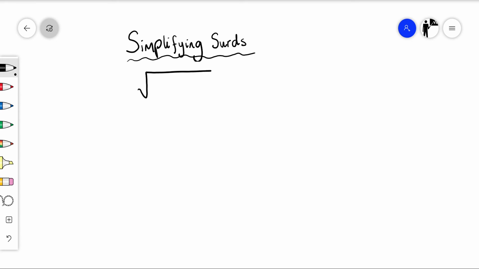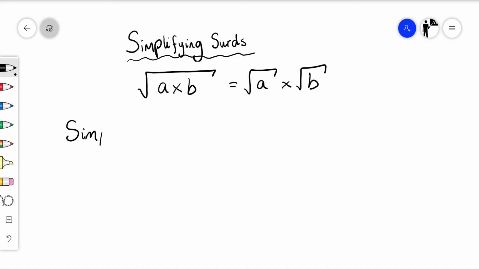In order to simplify a surd, we essentially use this rule here, that if you have the square root of two numbers multiplying each other, we can split that square root up into two individual square roots. Okay, so we'll have a look at 3 examples. Simplify the following.